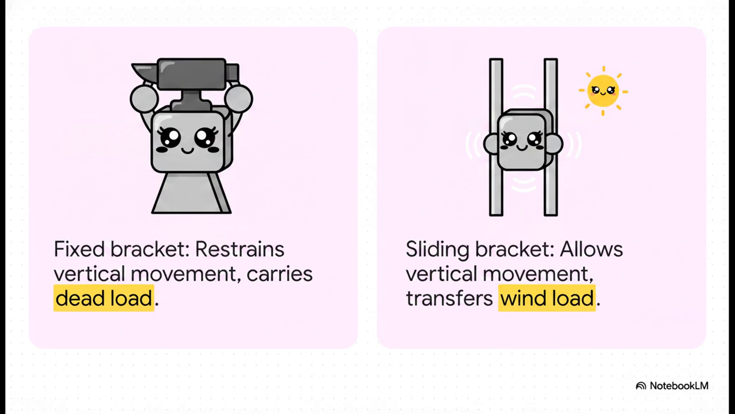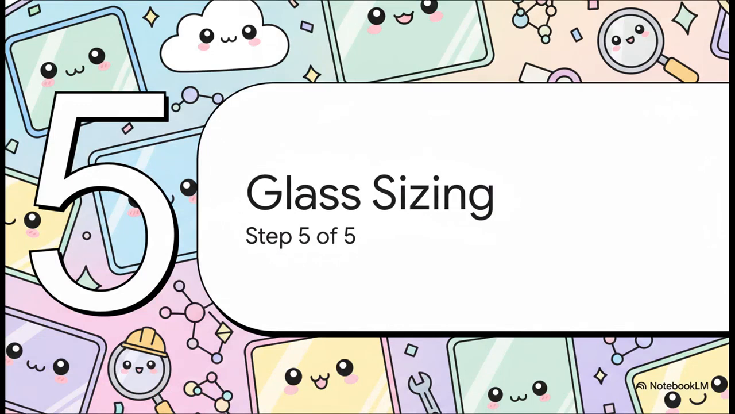If a crew accidentally bolts a sliding bracket perfectly tight, the building can't naturally flex, and the framing will literally buckle under thermal stress. And that brings us to our final stop, check 5, sizing and insulating the glass.